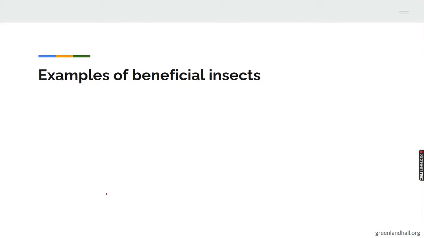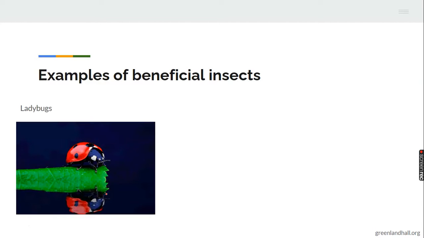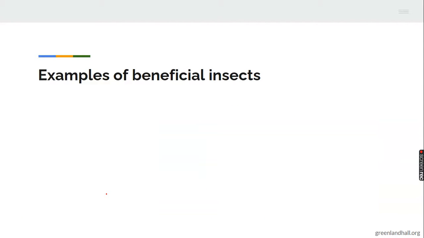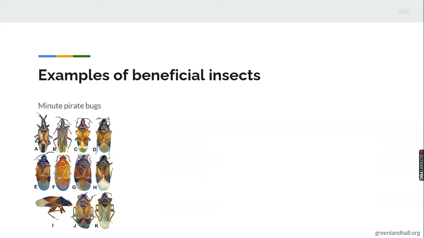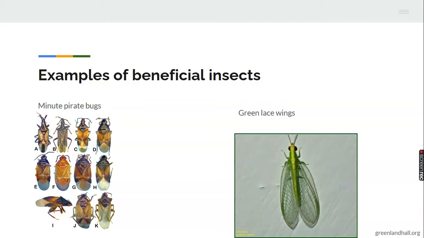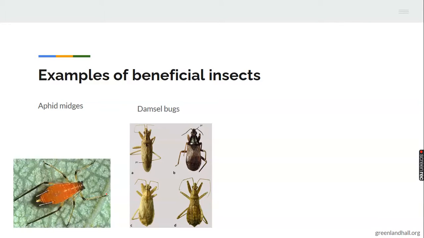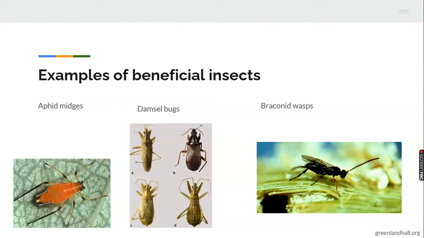Now, examples of beneficial insects, we have ladybugs, ground beetles, minute pirate bugs, green lacewings, aphid midges, damsel bugs, braconid wasp. Good.